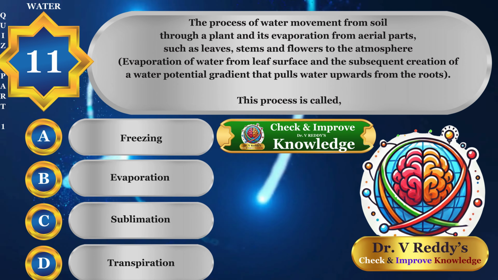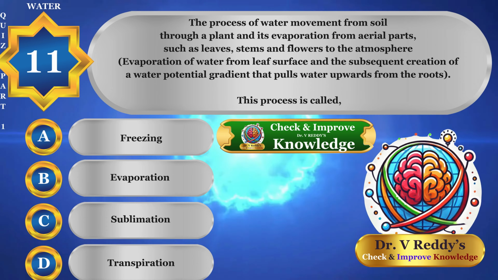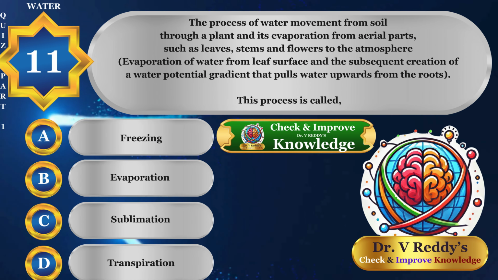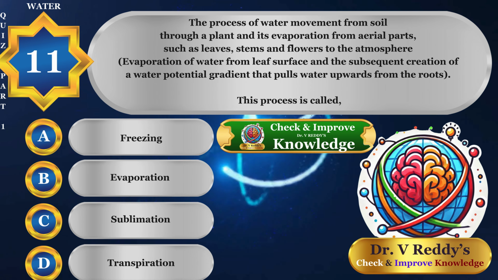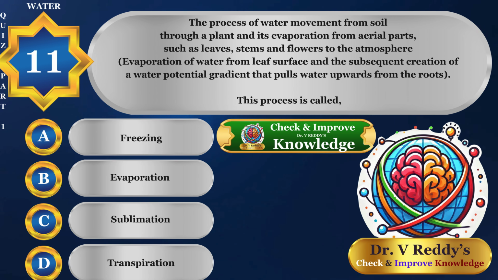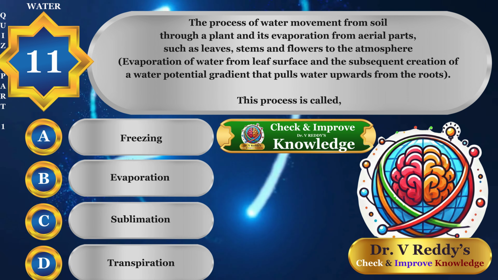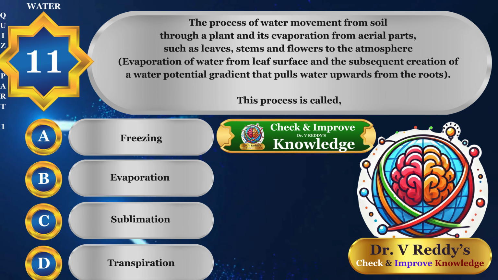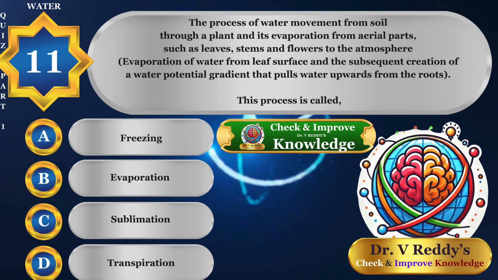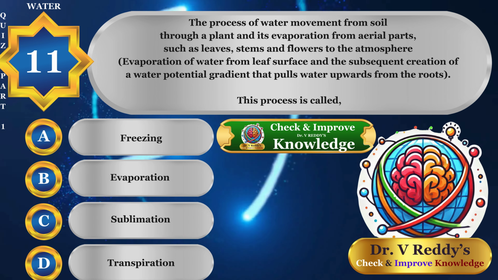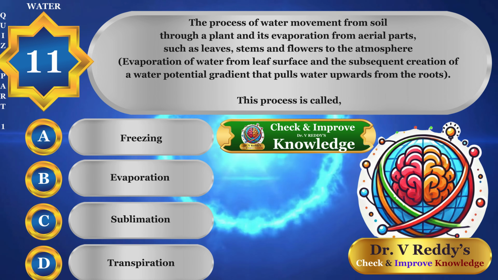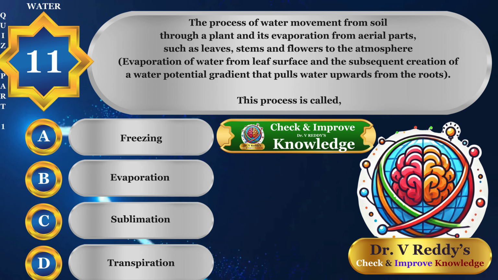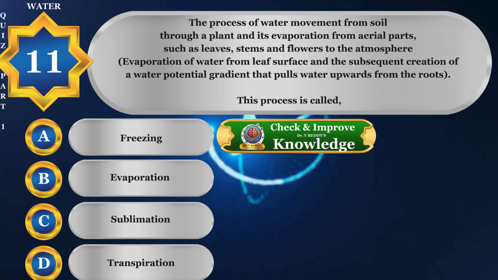11. The process of water movement from soil through a plant and its evaporation from aerial parts, such as leaves, stems, and flowers to the atmosphere, evaporation of water from leaf surface, and the subsequent creation of a water potential gradient that pulls water upwards from the roots. This process is called A. Freezing, B. Evaporation, C. Sublimation, D. Transpiration.